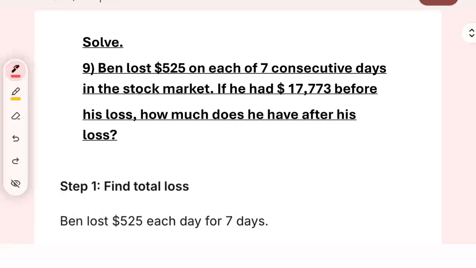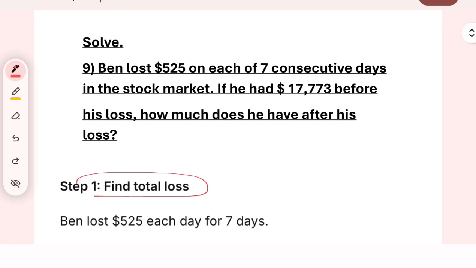This is about money that is spent and money that is lost. So it's actually Ben's money. We will solve this problem, and it says Ben lost 525 on each of the 7 consecutive days in the stock market. If he had 17,773 before his loss, how much does he have after his loss?